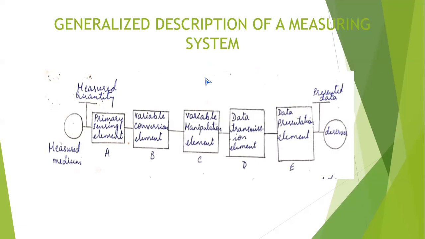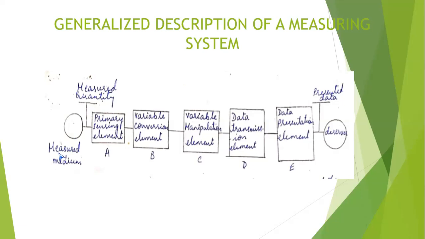which is used in the chemical laboratory, the weighbridge, and almost all the grocery and provision shops. You have an electronic weighing machine. With respect to the electronic weighing machine, you have to study the generalized description of a measuring system. First, measured medium and measured quantity.